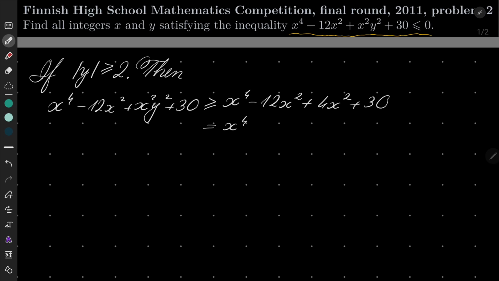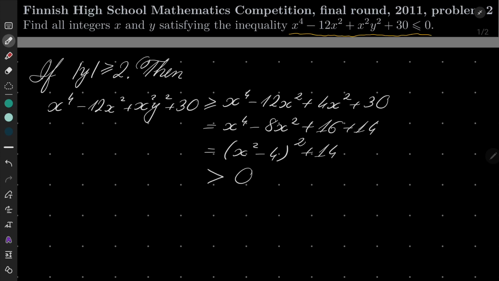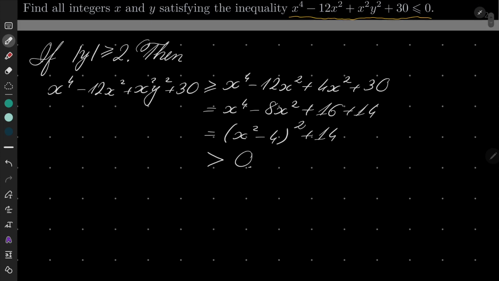It's x to the fourth power minus 8x squared. And now let's do a trick. I will write 30 as 16 plus 14. Why? Because now we have x squared minus 4 squared plus 14, and it's clearly greater than 0. So our inequality doesn't hold when the absolute value of y is greater than or equal to 2. That simplifies our problem immensely.